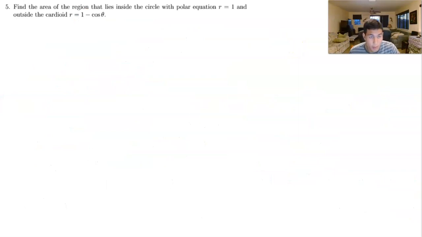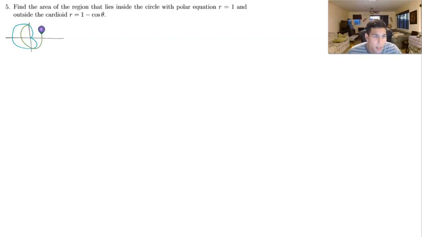Okay, so this next problem is kind of similar to the last one I did. We know what the shape r equals 1 looks like. That's just a circle. And we know what r equals 1 minus cosine theta looks like because we saw it from last time. So I'll draw it, and then we'll do r equals 1 with the green circle. Okay, that's what it looks like.